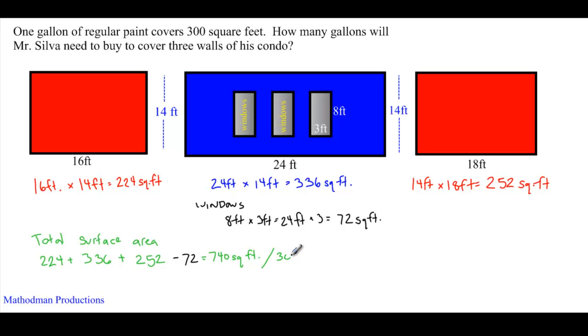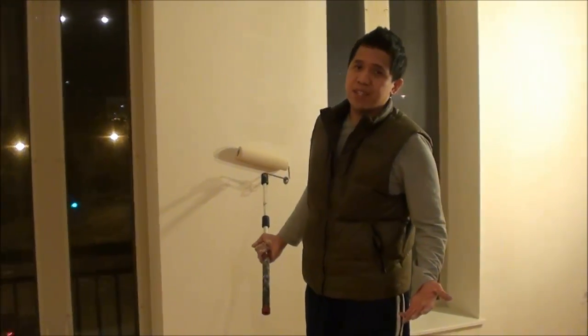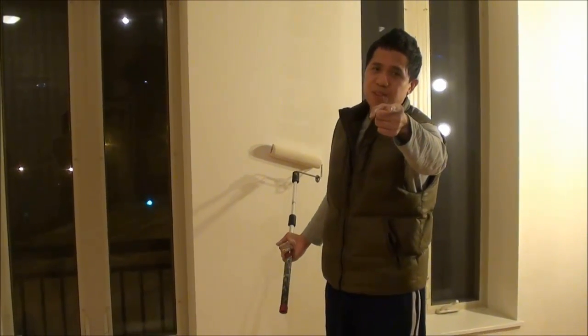The last step is just to divide it by 300 square feet because that's how much 1 gallon covers, and I figure out how many gallons of paint I have to buy. 2.46 repeating. I can't buy that amount of paint exactly, so I have to round it up to 3 gallons in order to paint all 3 walls of my condo. By using surface area, you can clearly estimate how much paint you'll need for a project such as painting your house. Now use your knowledge about surface area and try a problem on your own.